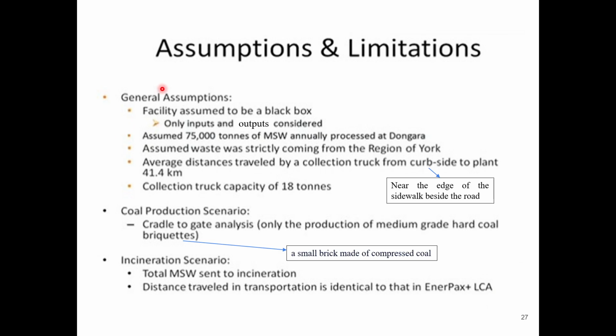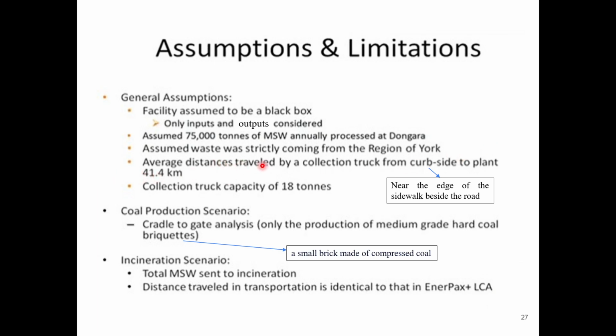Okay, so here are some of the assumptions and limitations that have been taken in the study. General assumptions: the facility is assumed to be a black box. So basically, we don't know what is happening in between. Okay, we only know about the input and output. Only inputs and outputs are considered. It is assumed that 75,000 tons of MSW are annually processed at Dongara. It is assumed the waste was strictly coming from the region of York, which is a small town in Canada.